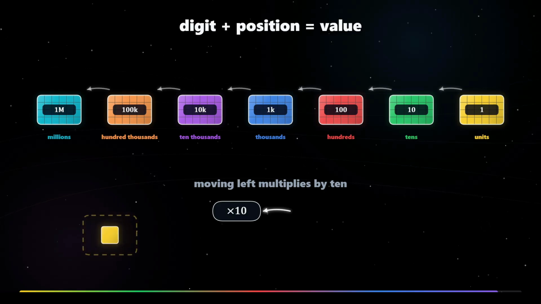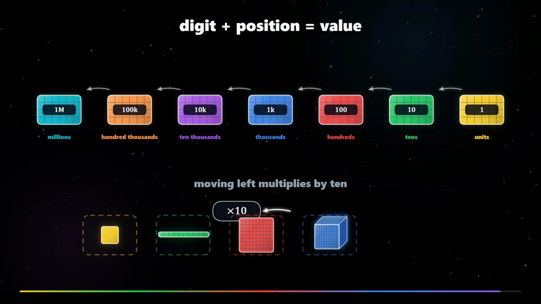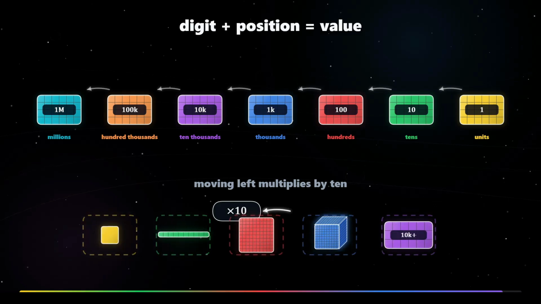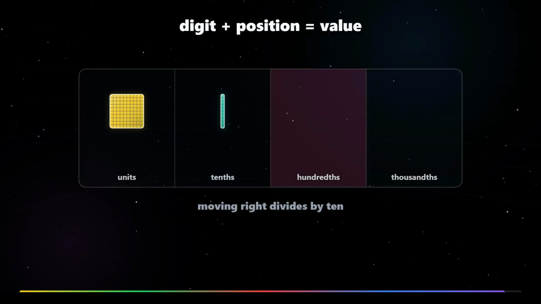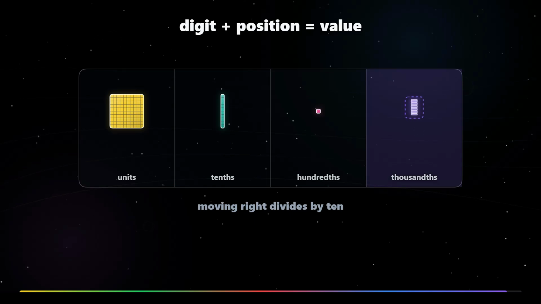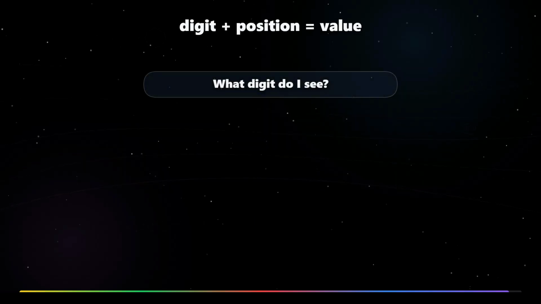Place value blocks make the values visible. Unit cubes show single units. 10 rods show tens. 100 flats show hundreds. 1,000 cubes show thousands. Labeled blocks show 10,000s, 100,000s, and millions. 10th strips show tenths. 100th squares show hundredths. 1,000th pieces show thousandths.